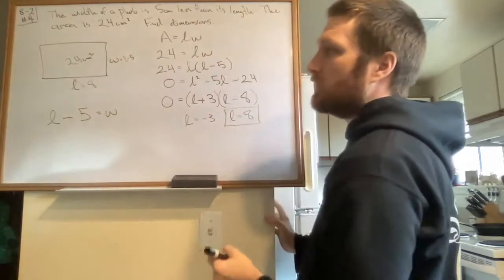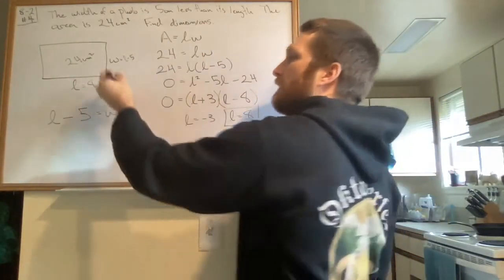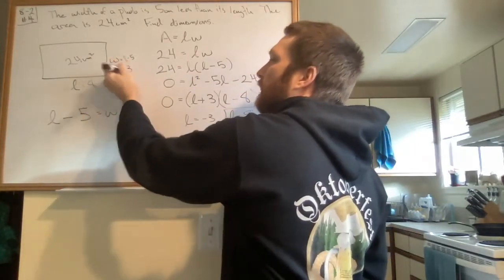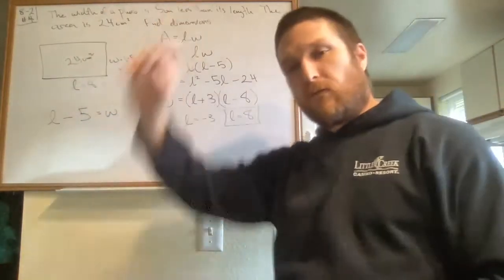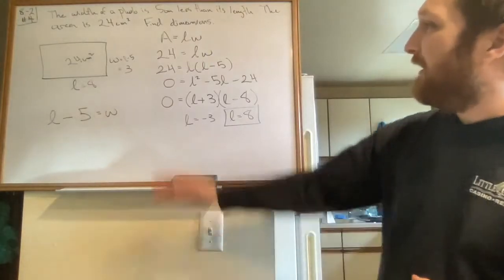I'm trying to find the dimensions. Then W would have to be L minus 5, which is 8 minus 5, which should be 3. And I could double check that 8 times 3 is indeed 24, which I had no idea of earlier. But yeah, there we go.